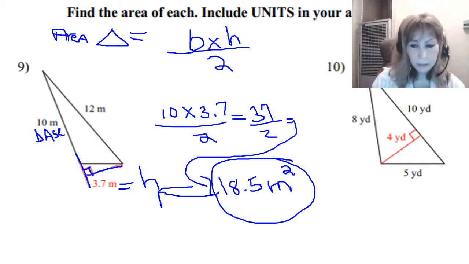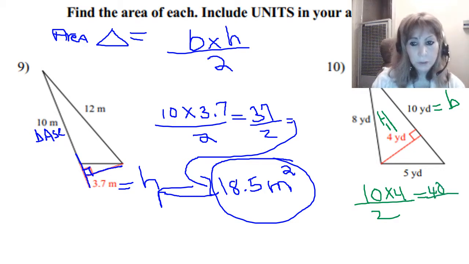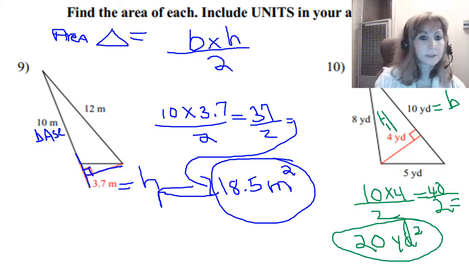Now let's find the area of this triangle. That's your height right here, and your base is perpendicular with it, like I said, so that's your base. So it's base times your height and divide by 2. So it's 40 divided by 2 is 20, and it happens to be square yards, 20 yards to the second power. And that's the area of that triangle.